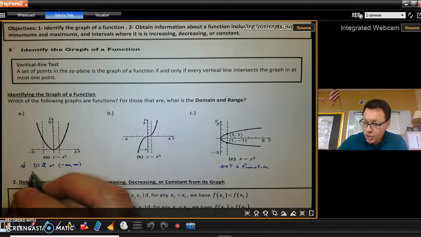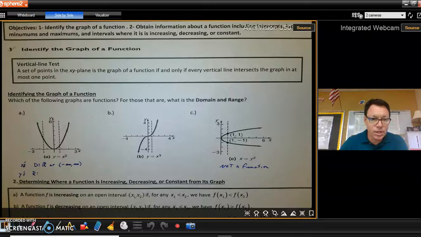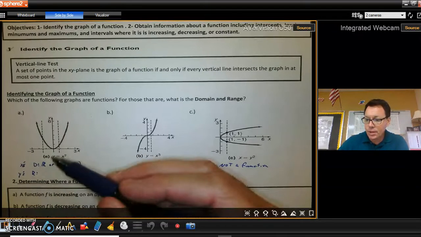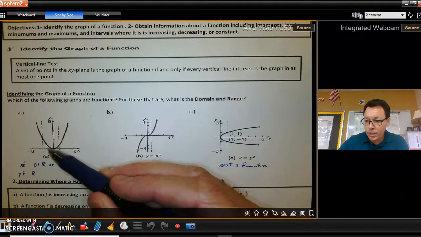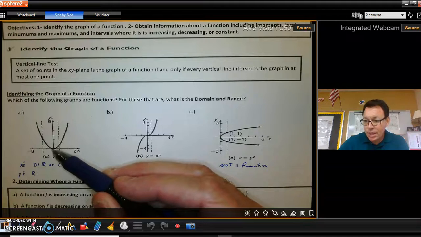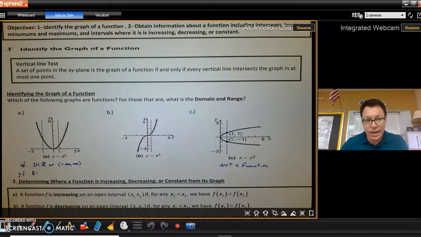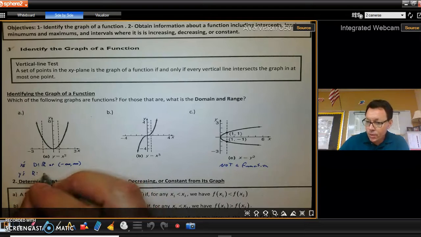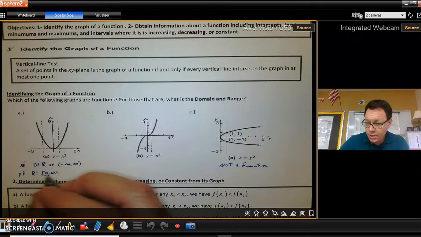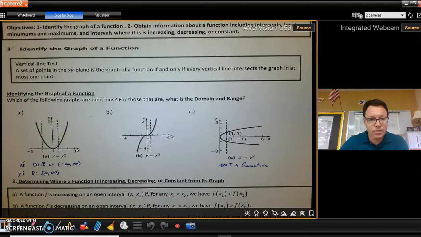The range, well, those are your y's. What y values are being used in the graph? Well, there's nothing down here. This is the lowest point of the graph, so that's 0, and then it goes up to infinity. So you could say y greater than or equal to 0, or you could say from 0 to infinity, including the 0, but don't ever include the infinity.